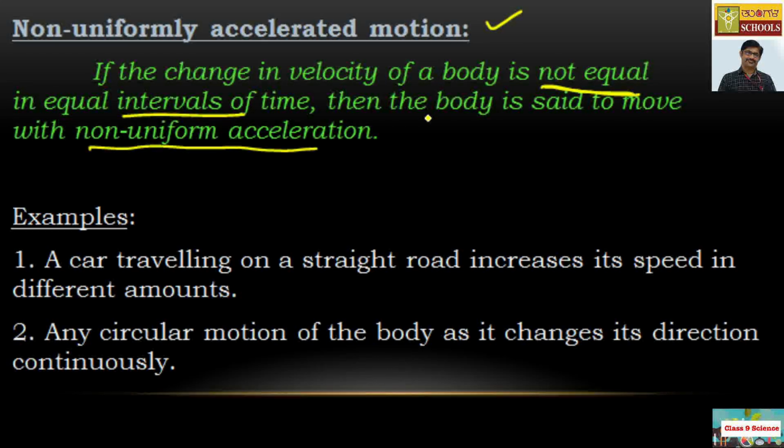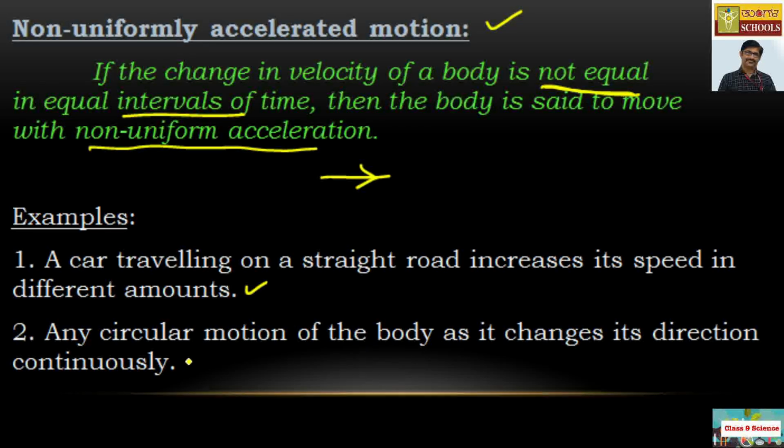Examples here: a car traveling on a straight road increases its speed in different amounts. Assume a car is moving in a straight path like this, but it is moving with different speeds, or different velocities. Then the acceleration of the car is said to be non-uniform. Similarly, another example here: any circular motion of the body is taken as non-uniformly accelerated motion.